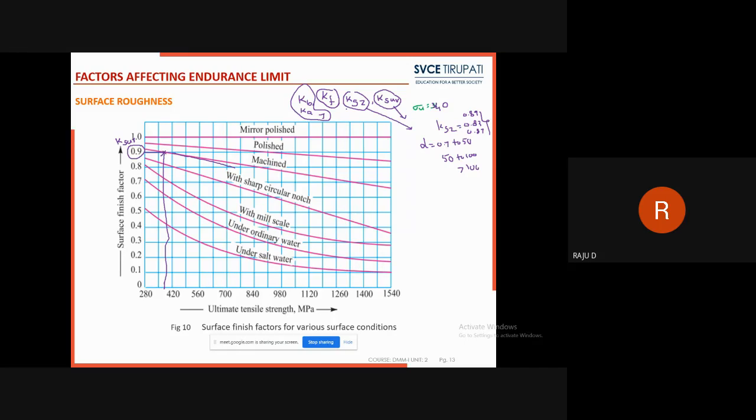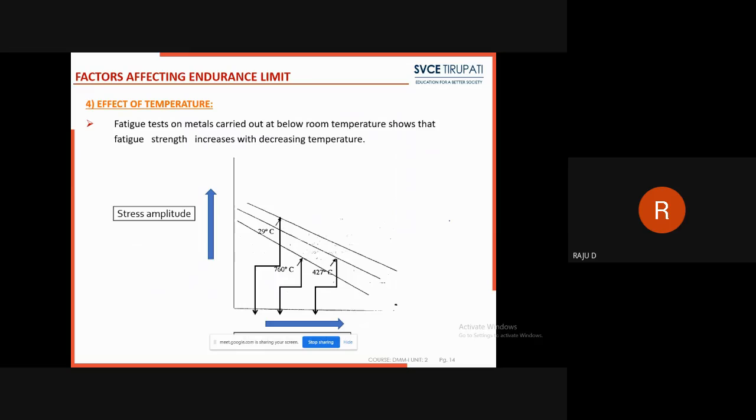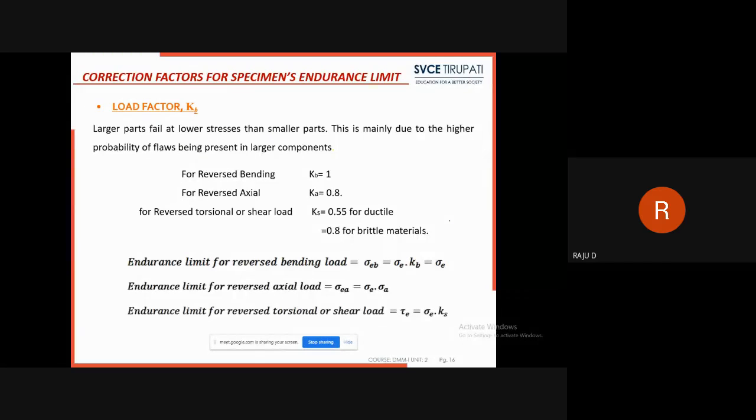Kf, I think all of you know, you have to take from the notch factor. Notch sensitivity q is equal to (Kf minus 1) by (Kt minus 1). From this relation, you have to take that Kf value. But before that, you calculate the Kt value. This Kt value is taken from the table based on the type of specimen, which I will explain.